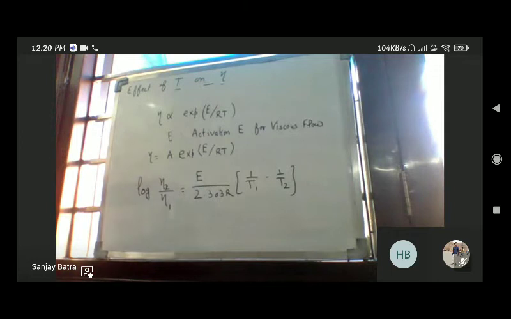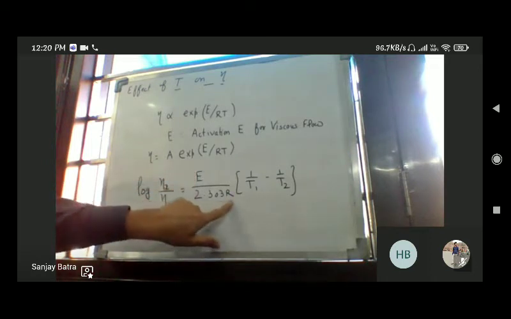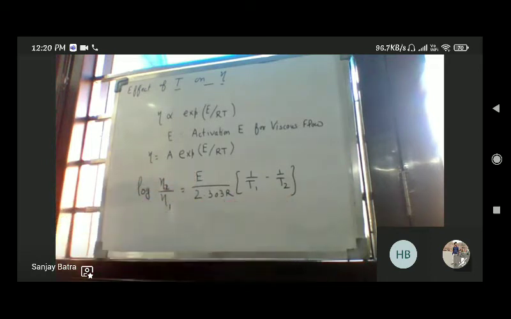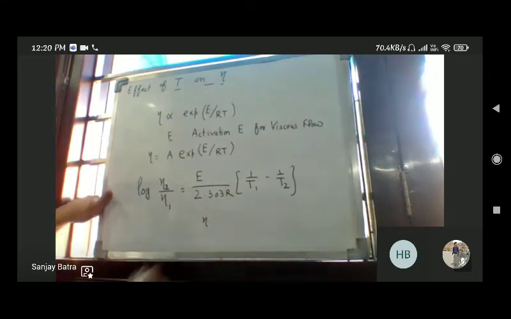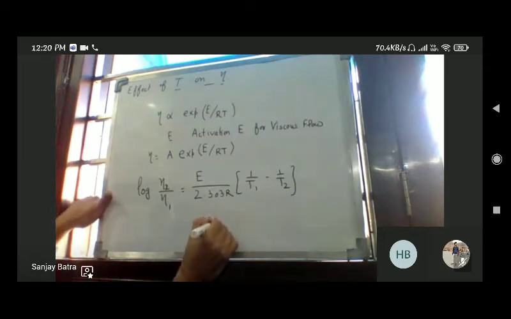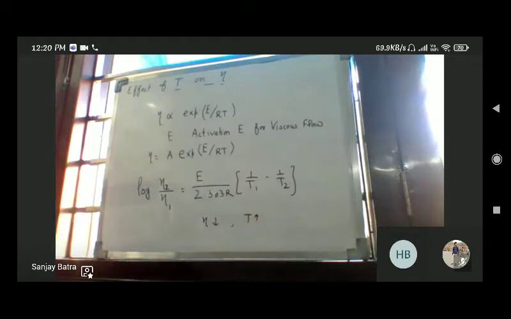ये सब पढ़ा हुआ है आप लोगों ने. This is normally the Arrhenius equation which you write for rate constant. Then again in kinetics you have studied log K2 by K1 is activation energy divided by 2.303 R into 1 upon T1 minus 1 upon T2. One more thing you can learn: the viscosity of a liquid normally decreases with increase in temperature. Why it decreases we already know, because intermolecular interactions are going to break down.